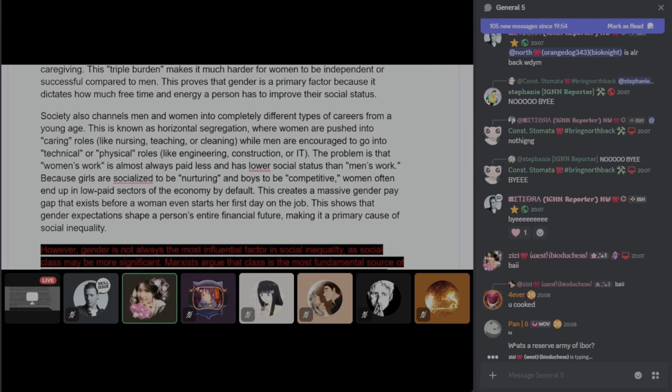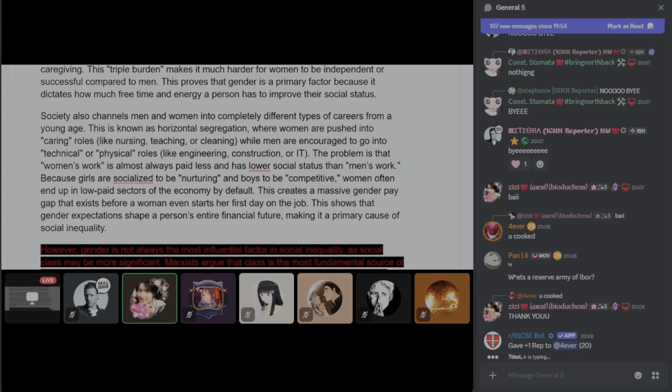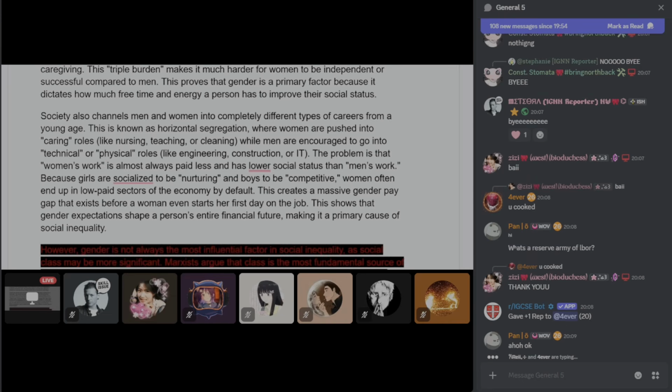Of course, reasonable responses are allowed. What's a reserve army of labor? How do I put it in simple terms? It's a term from Karl Marx. It's a pool of unemployed or underemployed people who are ready to work but lack jobs. So they're ready, but they lack a job.